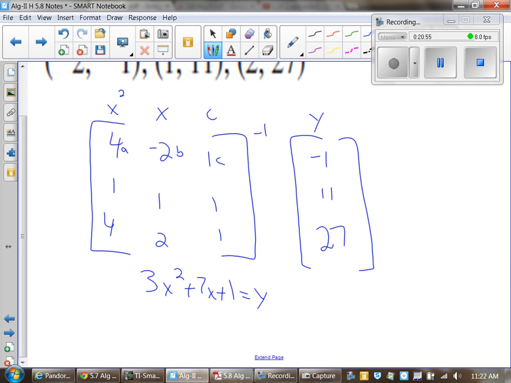So whenever you're given just 3 ordered pairs, first column, square them. Second column is the x's. Third column is 1's. Inverse times the y column. Wait, the first column is x squared. X squared. Oh, wow. Every time.